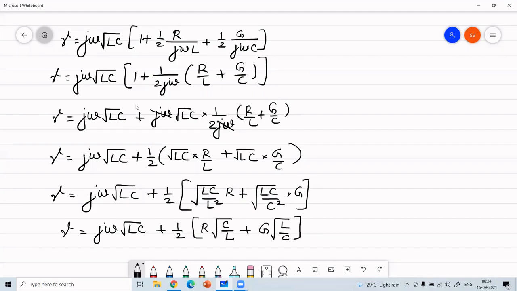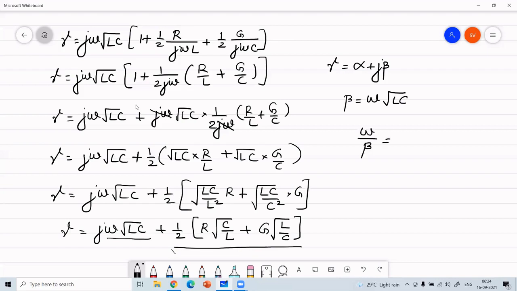This is the expression for the propagation constant gamma. The propagation constant gamma can be written as gamma is equal to alpha plus j beta. So this is the expression for the attenuation constant alpha, and this is the expression for beta. So beta can be written as omega into root LC, and this omega by beta can be written as 1 by root LC, and this quantity is known as the Vp, the phase velocity.